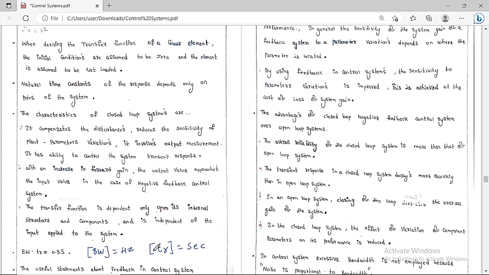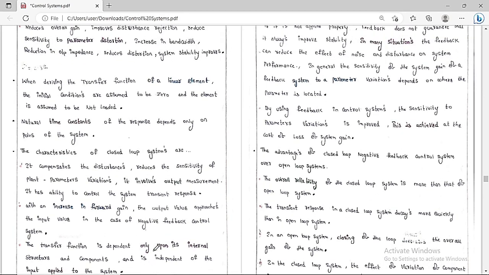Next point: by using feedback in control systems, the sensitivity to parameter variations is improved. This is achieved at the cost of loss of system gain. If you see the open loop transfer function, what is going to happen? In the case of open loop transfer function, gain is higher, and sensitivity is also higher.